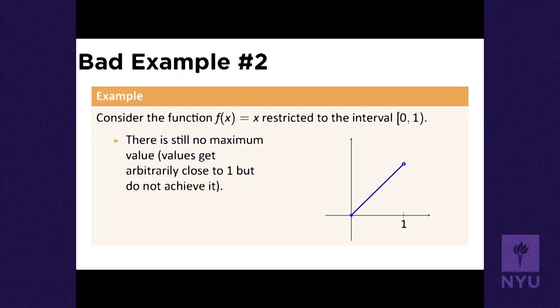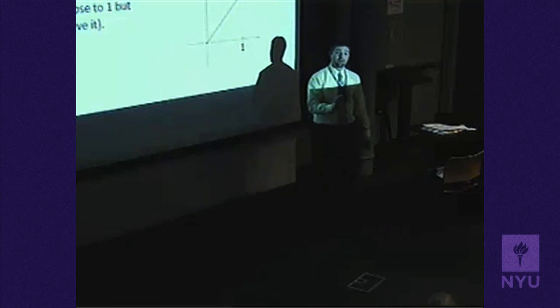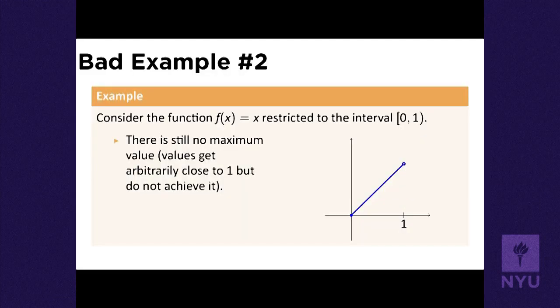Now, I thought the problem was that this function wasn't continuous. Is this function continuous? Sure, it's continuous. But the problem now is that we have an open endpoint to our interval. So as the x values get close to that endpoint, their function values get larger, but they don't achieve that least upper bound value. Okay? So it is continuous, but the domain of the function is not closed.